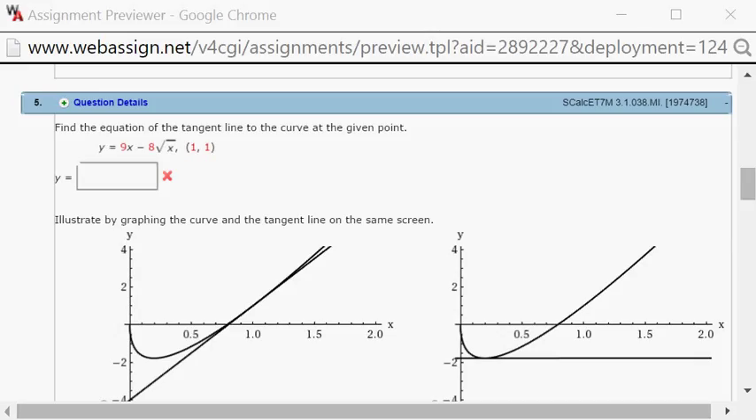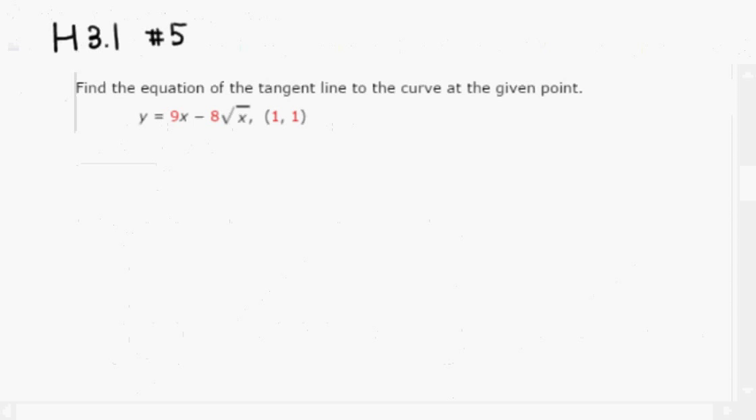Alright, let's look at homework 3.1, problem number 5. We want to find the equation of the tangent line to this curve at (1, 1). Alright, so let's do that.